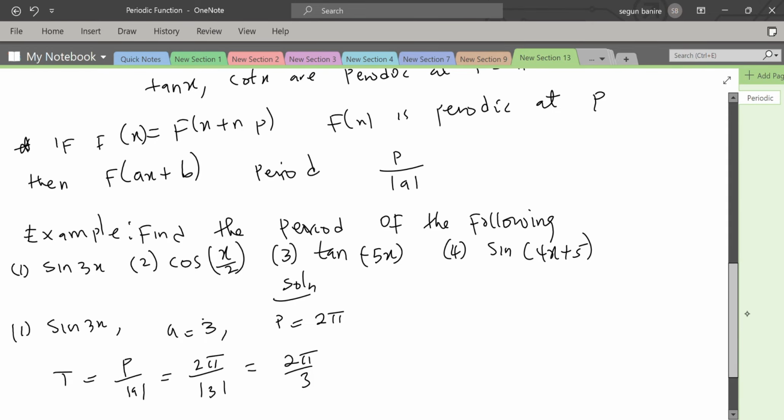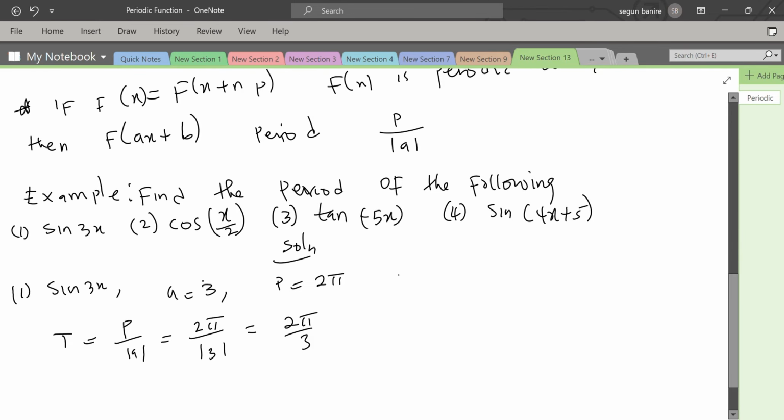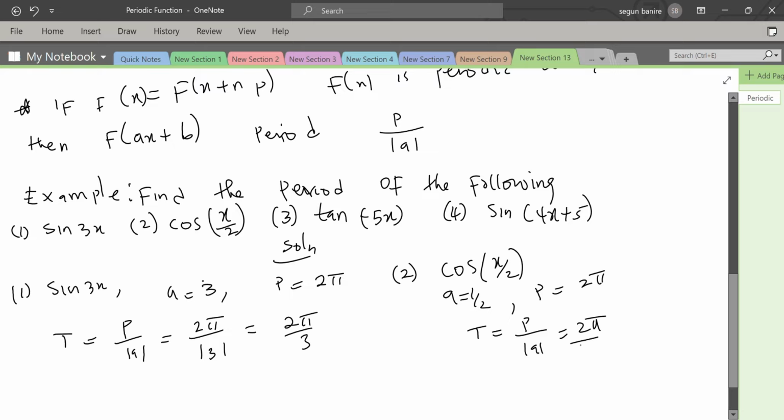Okay. So if you go to question 2, we have cos x over 2. So in this case, our a is 1 over 2. The period of cos is still 2 pi. So the period of the function will be the period of cos divided by a, which is 2 pi over 1 over 2, which will give you 4 pi. So you get 4 pi.